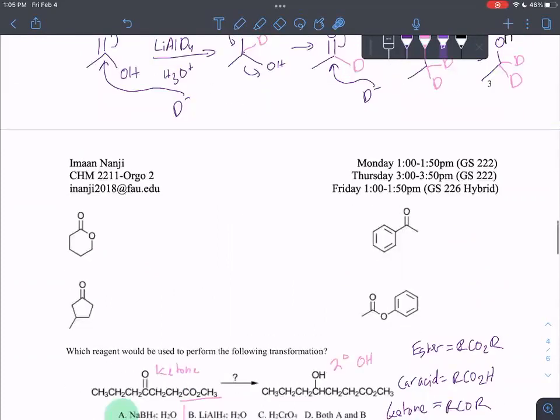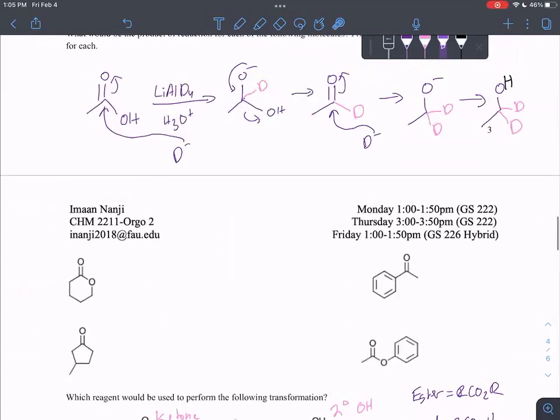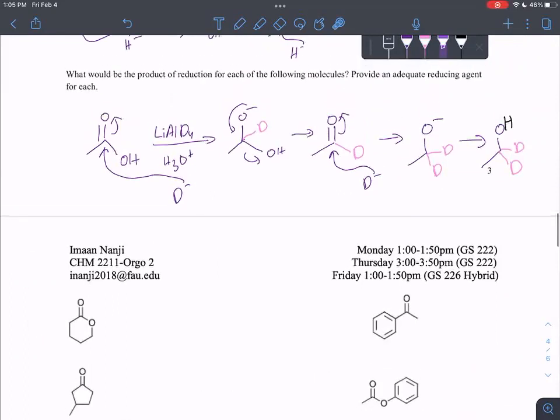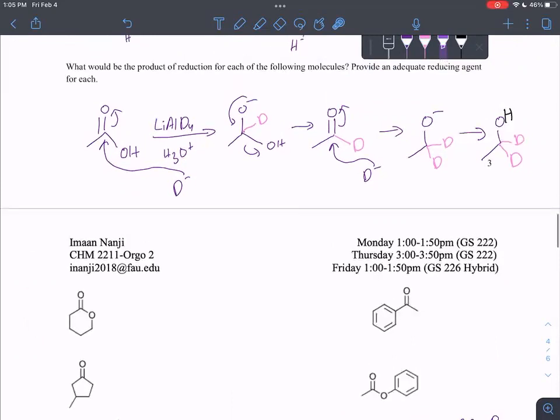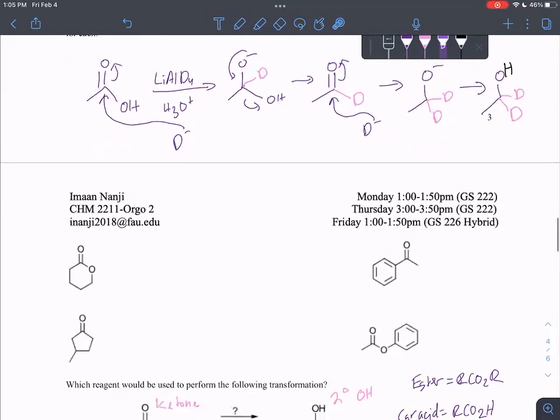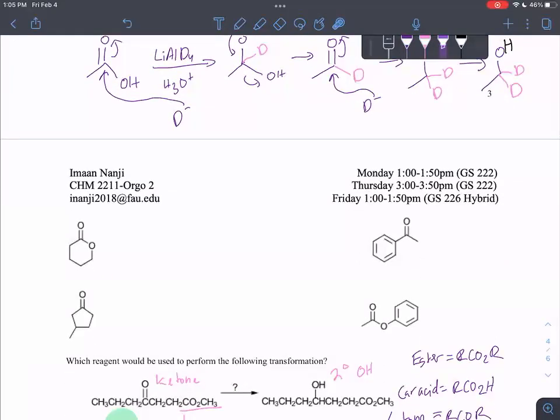But let's try these 4 problems up here. So the whole point of this problem is to reduce all the following compounds. So for the first one, what do we have? Is it lactose? It is a lactone, but a lactone is a kind of cyclic ester. Since it's an ester and we want to reduce it all the way, what do we have to use?